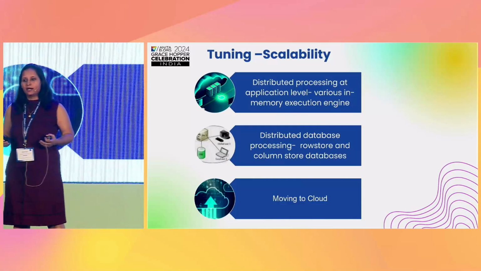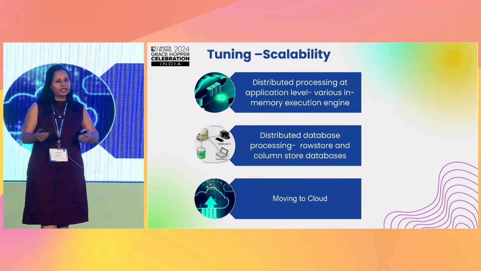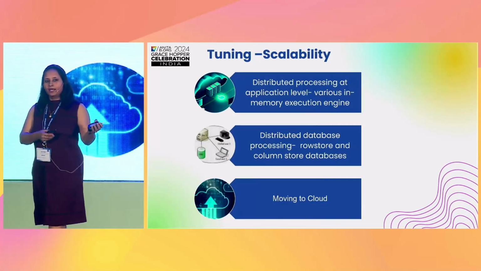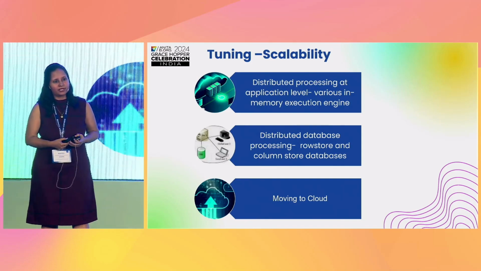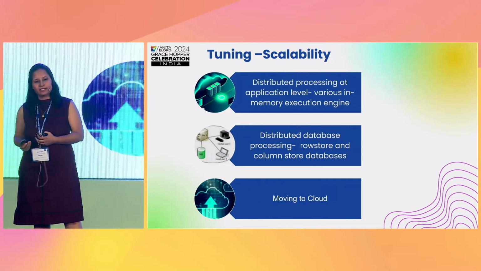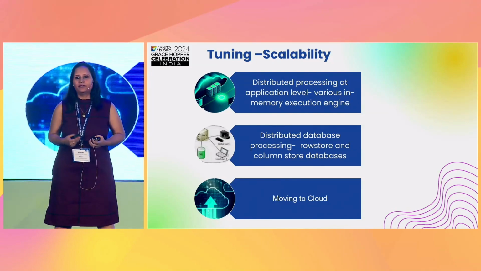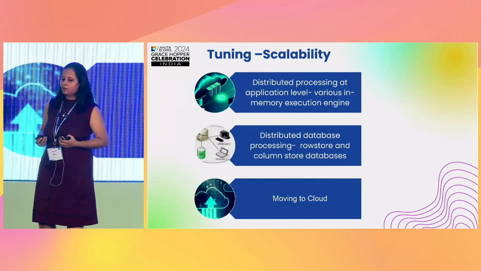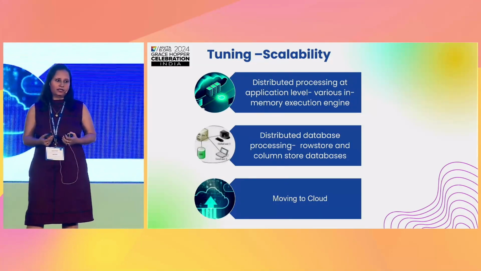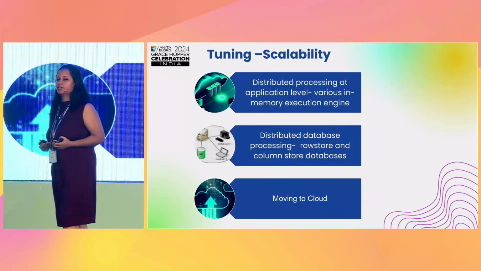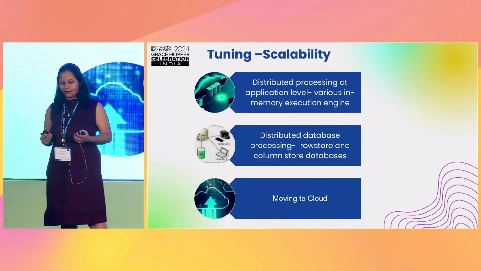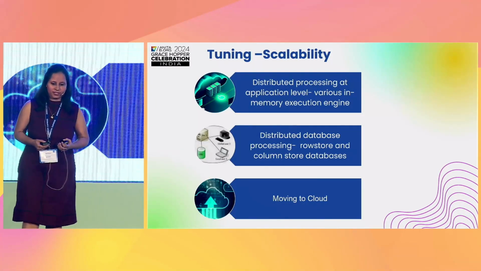Next we come to the database level. We have processed our data through an application, and now we need to sync it to a database. If we have very fast processing at the application level but not at the database level, it can create back pressure. So in that case, we need to have distributed processing at the database level also. We have various databases like SingleStore, which is both a row store and a columnar store. So we can have distributed data processing.